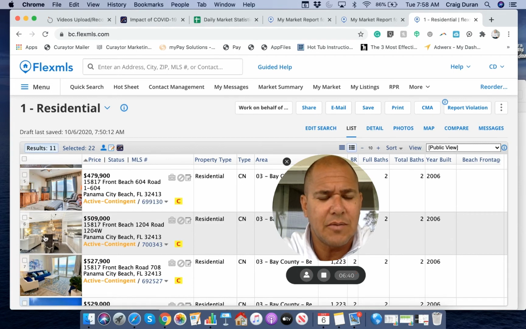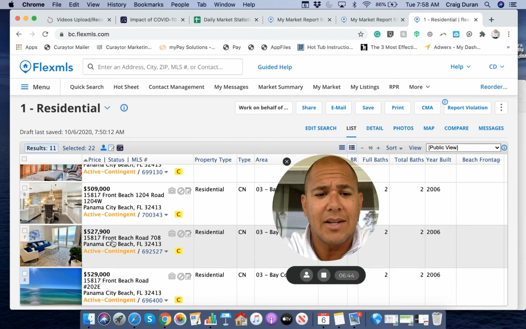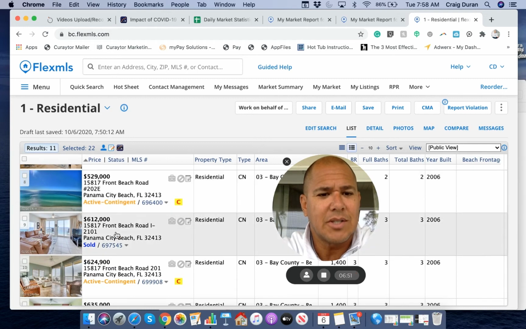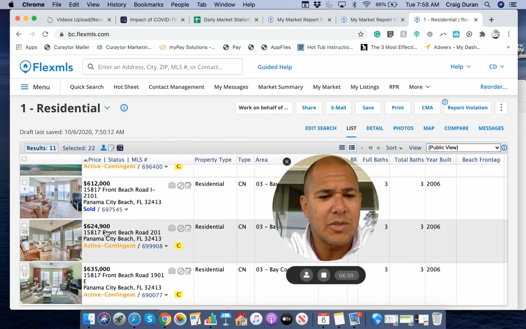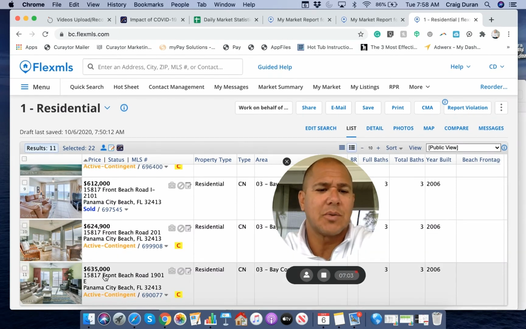You can see from there an updated unit. $527,900 under contract. $529,000 under contract. Unit 612 is closed. We closed that one for $612,000. Unit 201 is under contract. The asking price was $624,900. Another three bedroom, the asking price was $635,000, and that's also under contract.